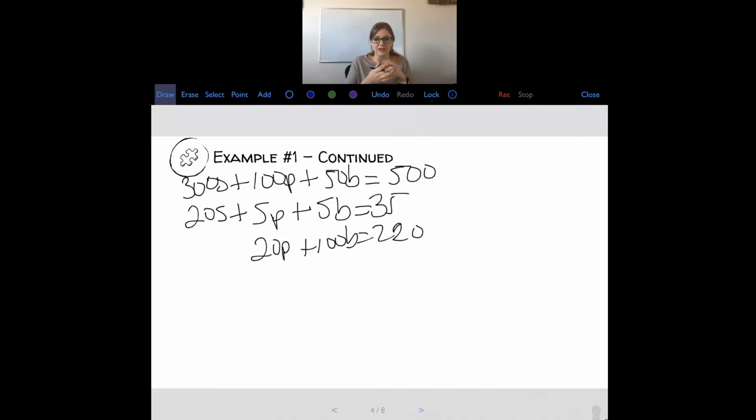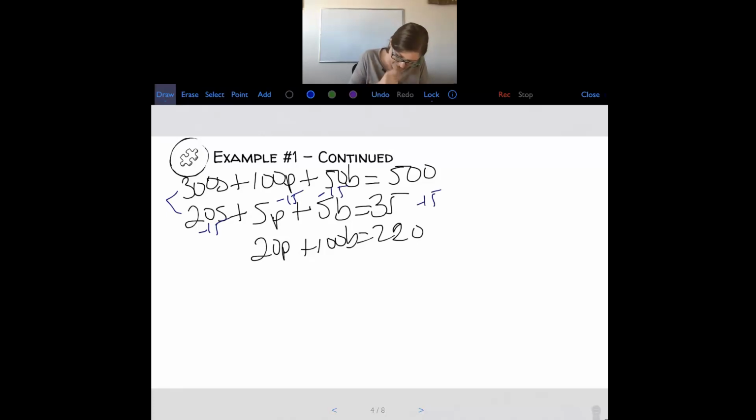So using our strategy, we want to eliminate S from the top 2 equations. That way we have another equation just in terms of P and B, and then we can use substitution or elimination. Okay, so I am going to eliminate S here. If you're not sure what to multiply 20 by to get to 300, take 300 and divide it by 20, and we get 15. So we're going to multiply everything here by negative 15. And I write it to each term so that I remember to do it to each term.